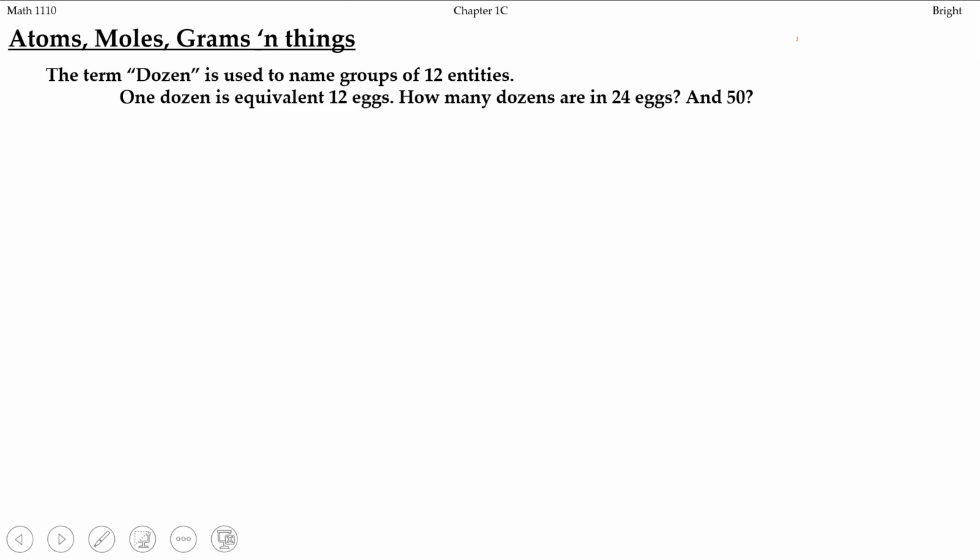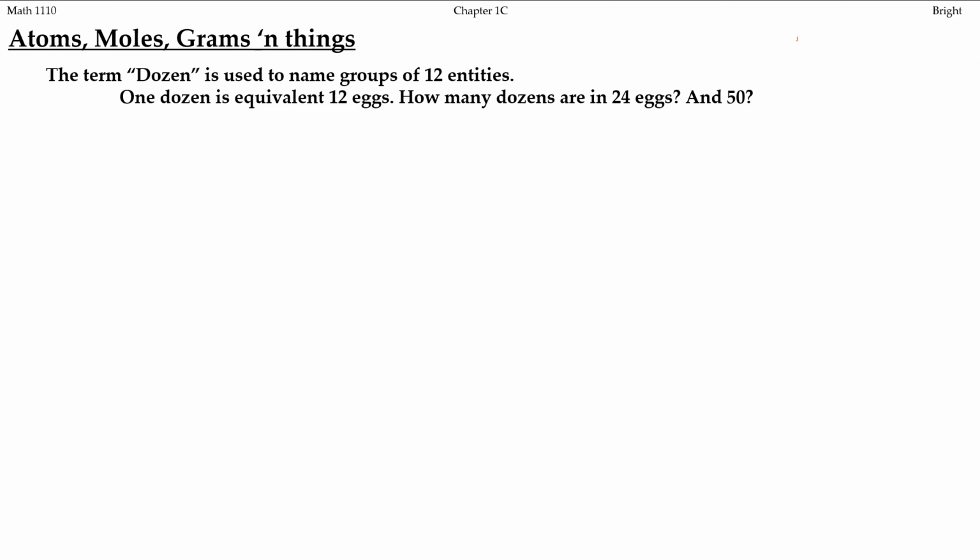for right now, we want to think about a dozen, and so we use the term dozen to talk about 12 entities. For example, we say a dozen is 12 eggs, and then we can talk about 2 dozen being 24 eggs, and 50 eggs would be how many dozen? Well, that would be like 4 and a little bit more. So it's a way of grouping things, right? It's another unit of measurement in a way.